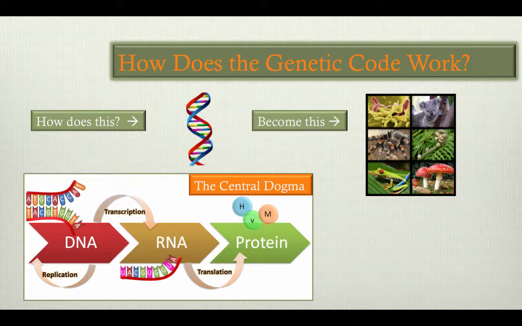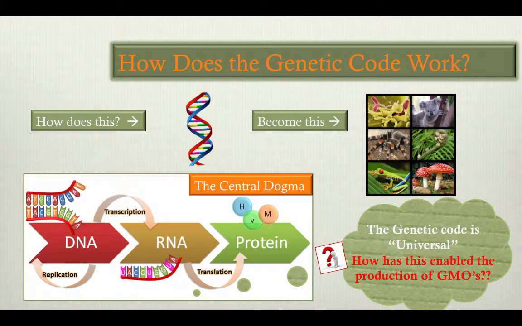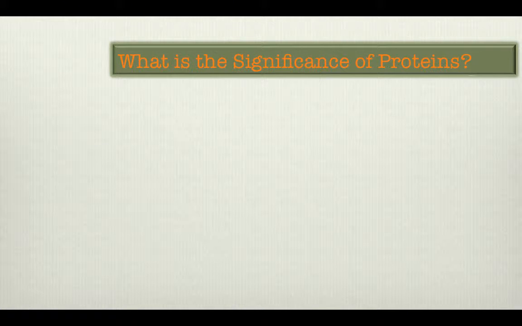One of the key features of the genetic code is that it's universal, which means bacteria, the koala bear you see there, or even us, we all contain the same type of information, and it is used in exactly the same way that is presented here. So I pose a question to you. How has the universality of the genetic code enabled the production of GMOs? Ponder that.